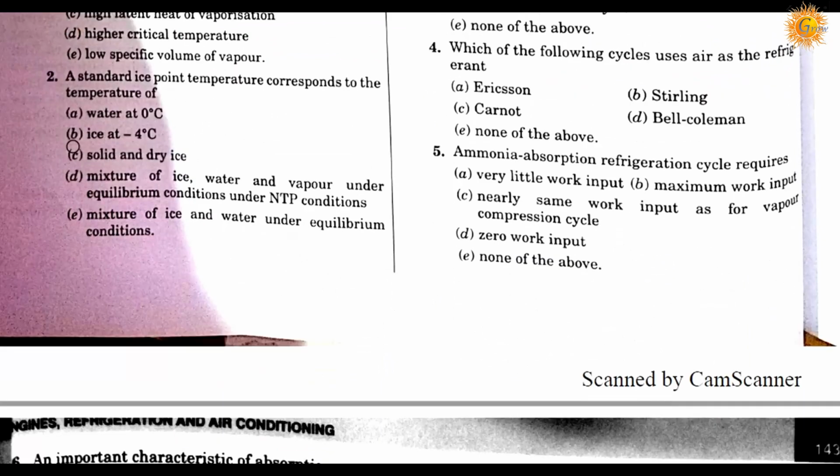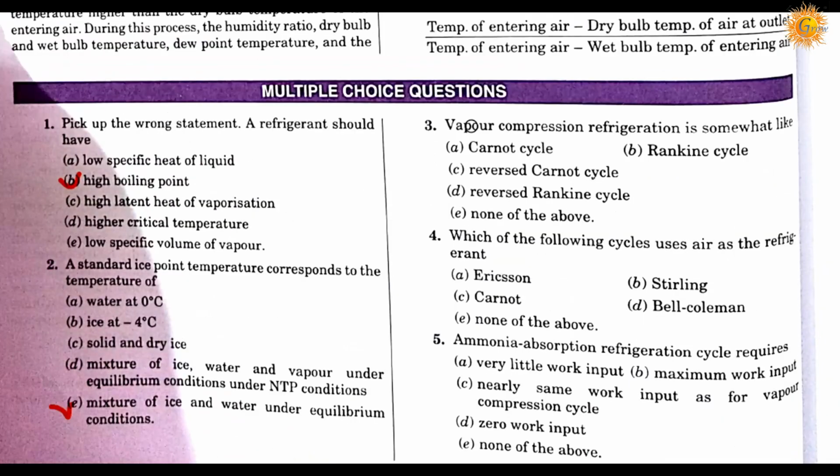Question number 2. A standard ice point temperature corresponds to the temperature of option A, water at 0 degrees centigrade, option B, ice at -4 degrees centigrade, option C, solid and dry ice, option D, mixture of ice, water and vapor under equilibrium conditions under NTP condition, option E, mixture of ice and water under equilibrium conditions. So the correct answer is E, because standard ice point temperature will be a mixture of ice and water under equilibrium conditions.